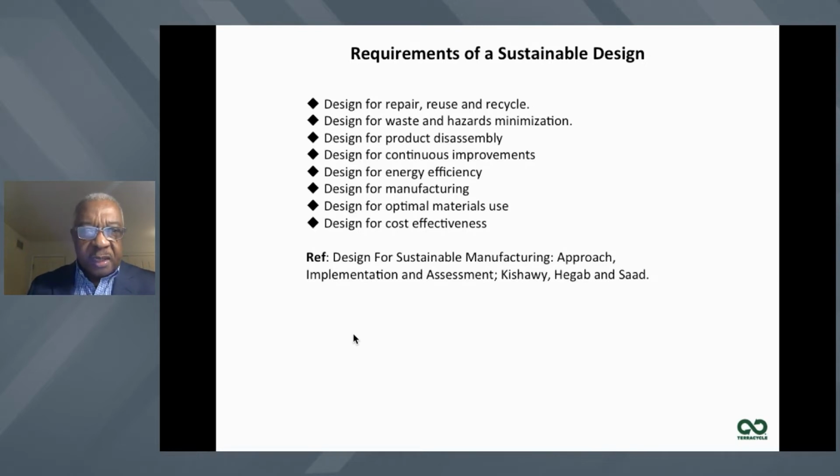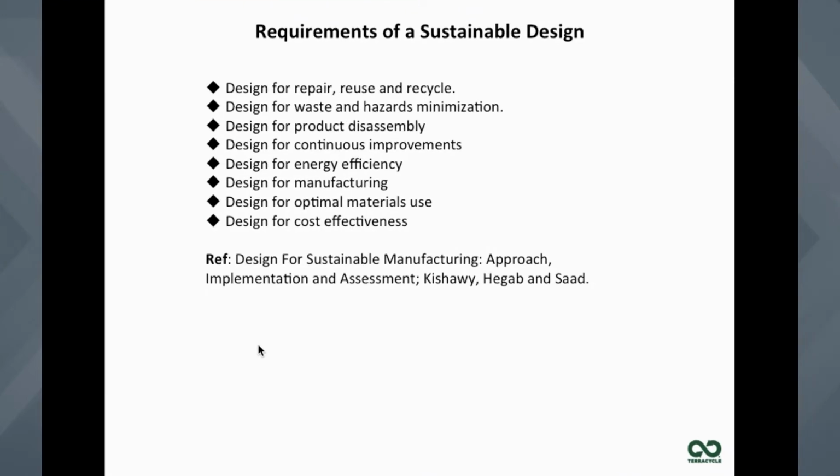But let me just walk through these requirements for a sustainable design here. Design for repair, reuse, and recycle. Design for waste and hazards minimization. Design for product disassembly. Design for continuous improvement. Design for energy efficiency. Design for manufacturing. Design for optimal materials use, and design for cost effectiveness. Now, those are generally the things that are put in a system, and that system is considered a sustainable system.